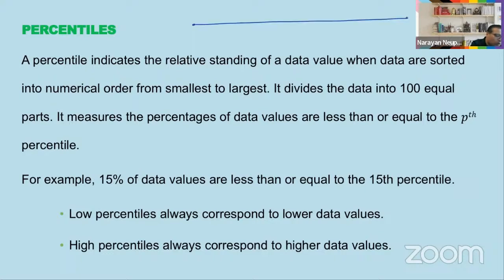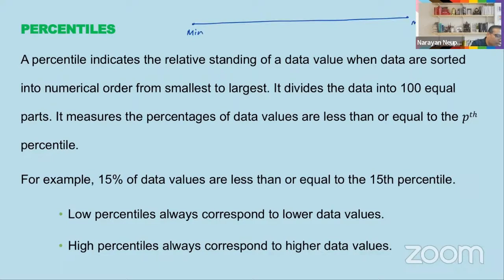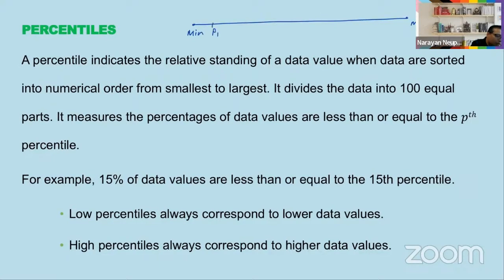If I want to represent this in a diagram, suppose I go from the minimum value to the maximum value, your percentiles will be like this. Here is P1, then P2, P3, and so on. It goes all the way up to the 99th percentile, P99.